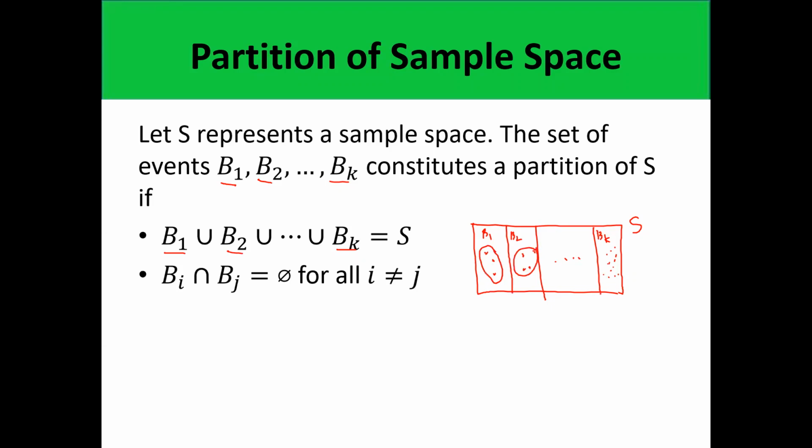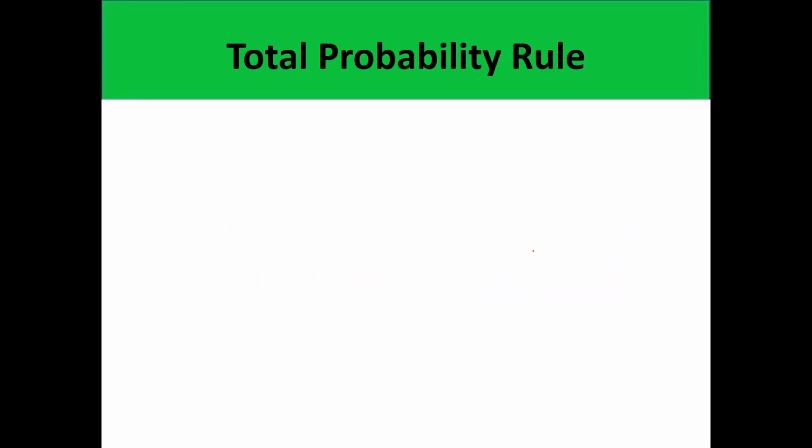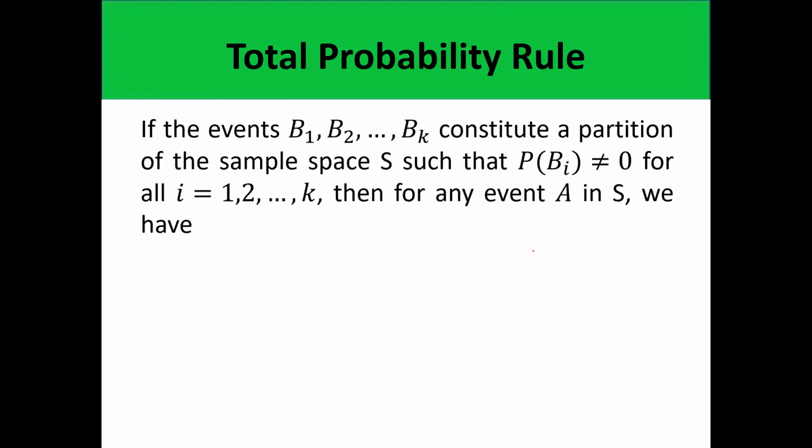Next is the total probability rule, which is used in the computation of the conditional probability using the Bayes rule. In this rule, we have a partition of the sample space S, and the partition would be the events B sub 1, B sub 2, up to B sub k, such that the probability of each event B sub i is not equal to 0. That means the events B1, B2 up to Bk will actually happen with a certain probability.